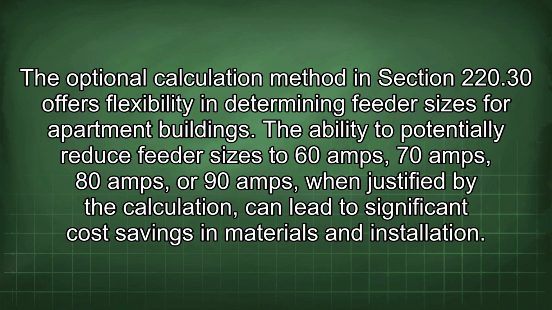The optional calculation method in Section 220.30 offers flexibility in determining feeder sizes for apartment buildings. The ability to potentially reduce feeder sizes to 60 amps, 70 amps, 80 amps, or 90 amps when justified by the calculation can lead to significant cost savings in materials and installation.